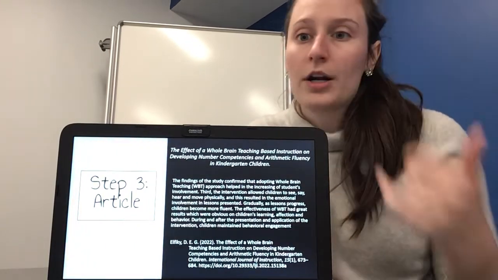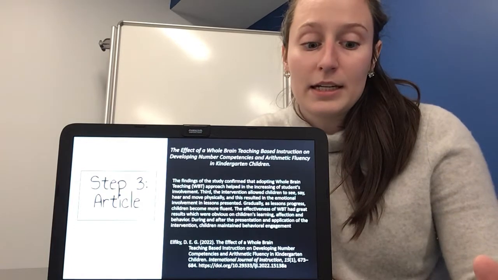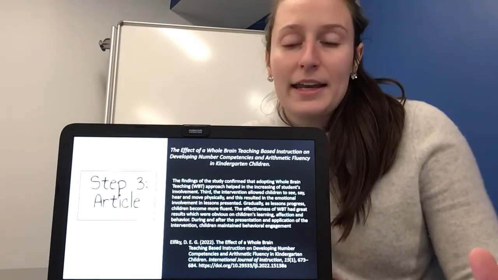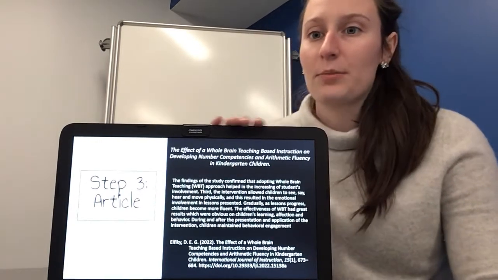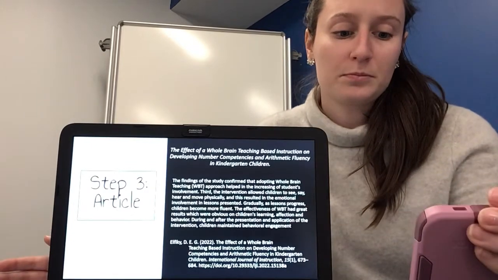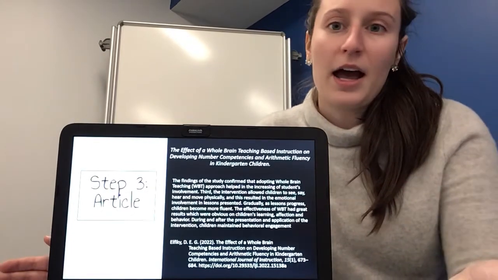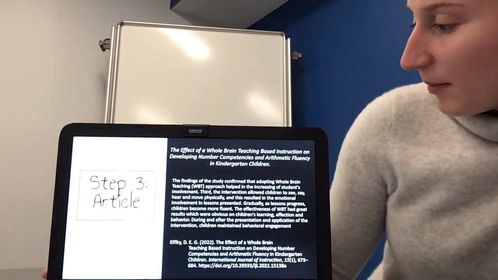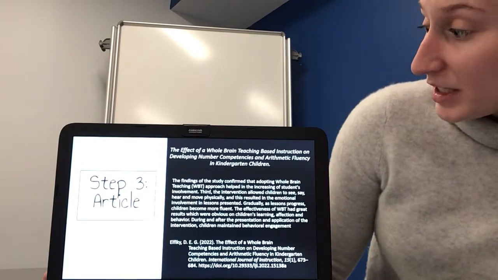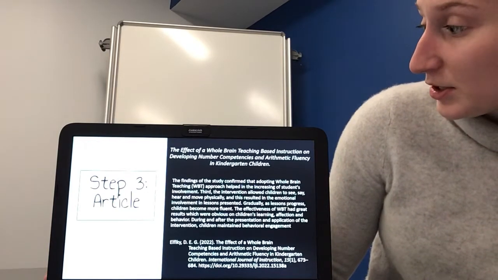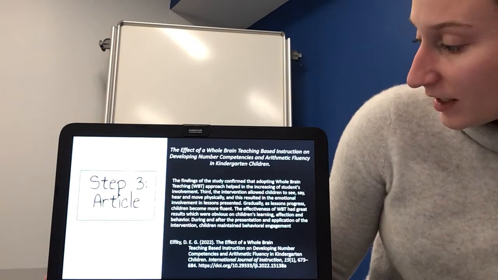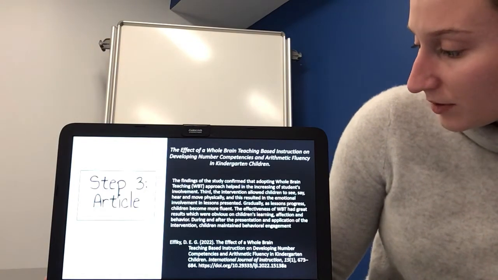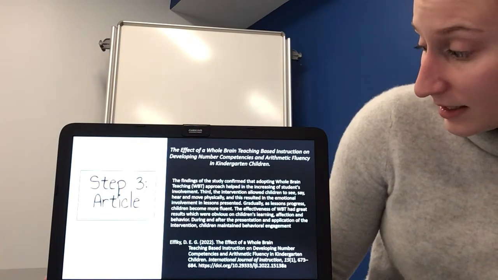Step 3 is the article that has been placed in here that talks about whole brain strategies and how this is supported. It talks about the findings of the study that confirmed that adopting the whole brain teaching approach was helpful in increasing students' involvement. The intervention allowed children to see, say, and hear, and then move physically, which resulted in emotional involvement in the lessons.